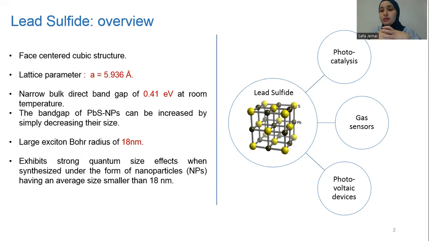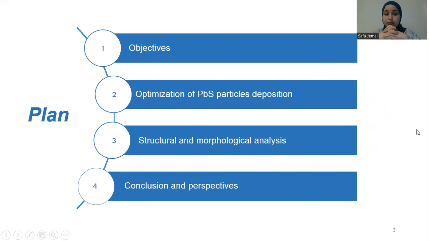Because of its interesting properties, lead sulfide is used in many application fields, such as photocatalysis, gas sensors, and photovoltaic devices. So this presentation will have four principal parts. I will begin with the objectives, then the second part will talk about the optimization of PbS particle deposition. The third part will talk about the structural and morphological analysis and results, and finally conclusion and perspectives.